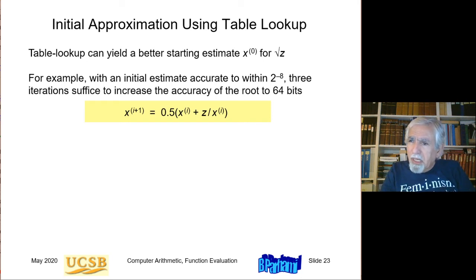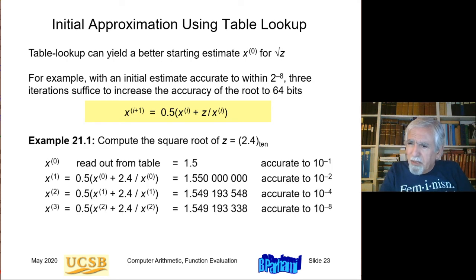We can use table lookup to find a better starting approximation, just as we did for division. So we look at a few leading bits of z, and let's say we have a fairly large table that gives us the square root with an accuracy of 8 bits. In other words, the error is no greater than 2 to the minus 8. So we have 8-bit accuracy to begin with. The first iteration gives us 16-bit accuracy, and 32-bit and 64-bit. So we need very few iterations to get a 64-bit square root.